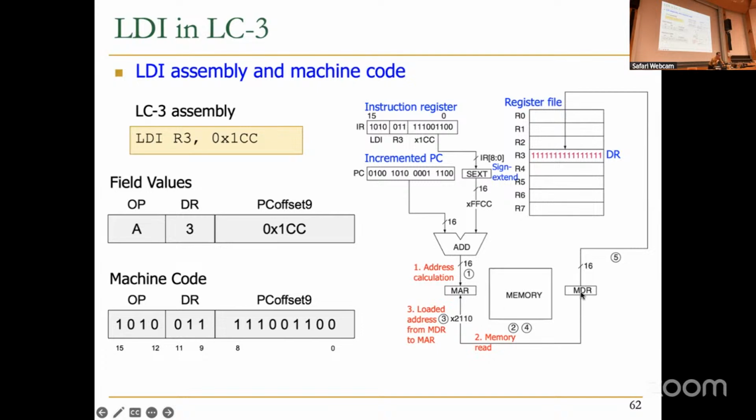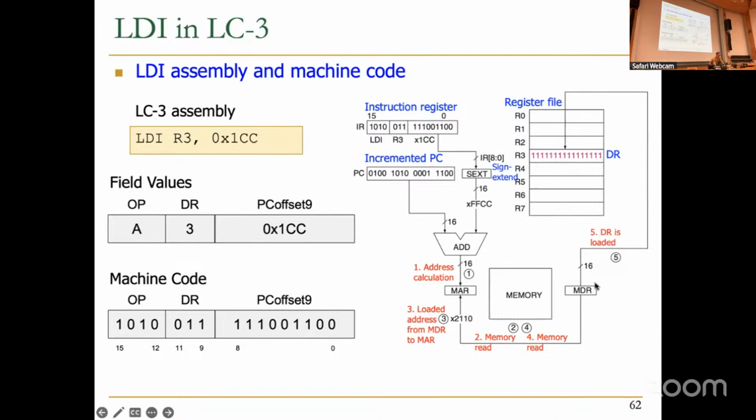Okay, so that's the critical step. This is the injection part. You calculate the address, access memory. Memory provided some data. You treat it as an address, and you put it into the MAR. And then we do another memory read. This memory read provides us the data that we're looking for according to the specification of the instruction.